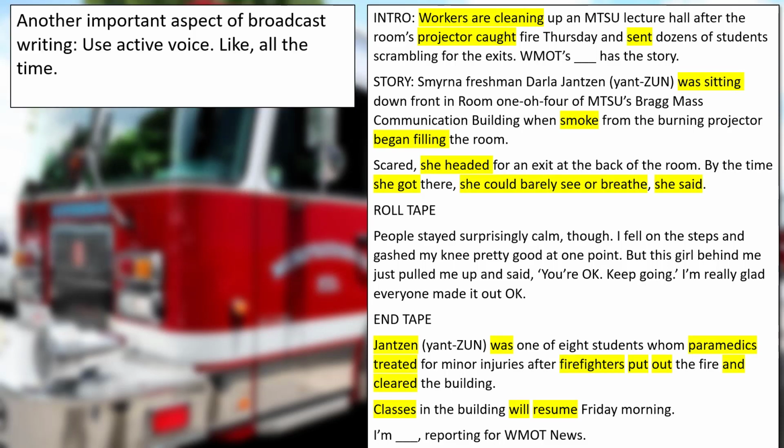Another important aspect of broadcast writing, use active voice, like all the time. Active voice is going to convey more energy, more interest. It's going to keep your story interesting to the audience and compelling. So avoid passive voice pretty much all the time when you're writing broadcast copy.